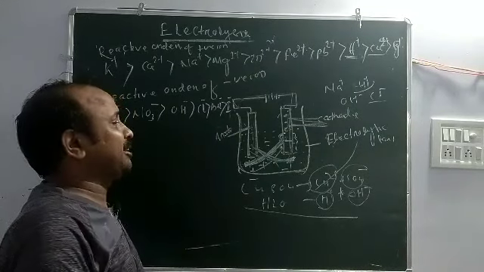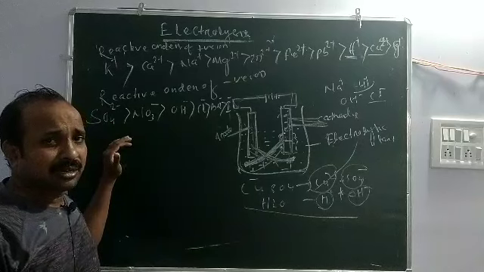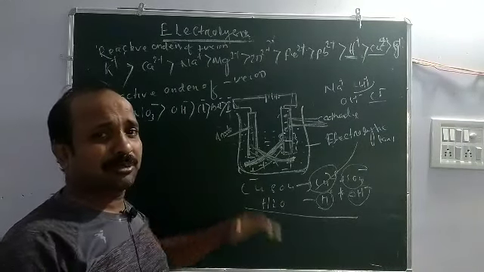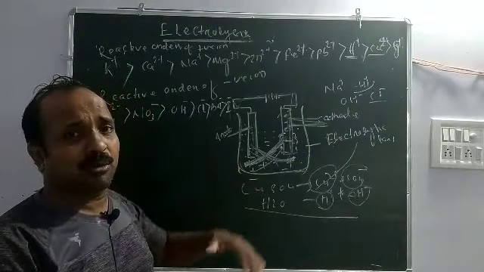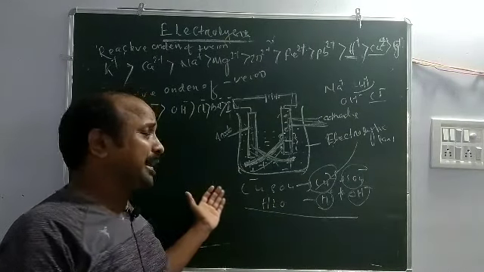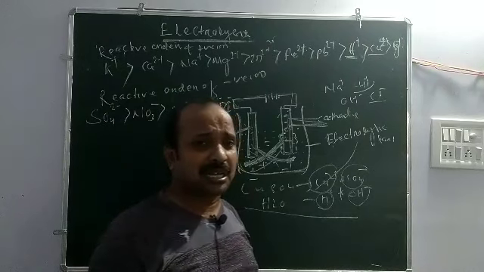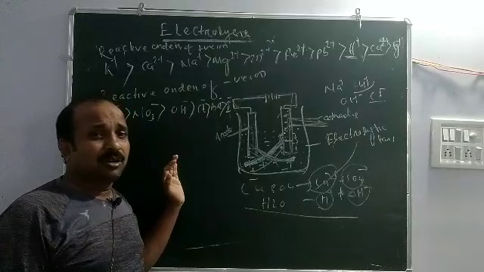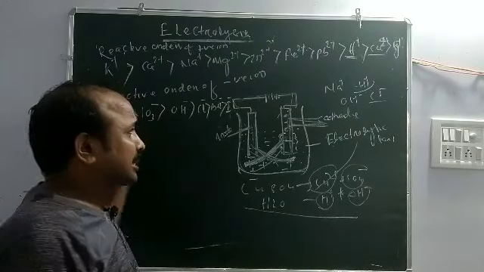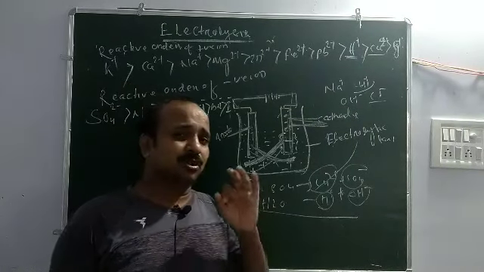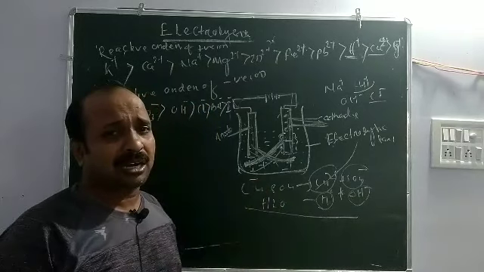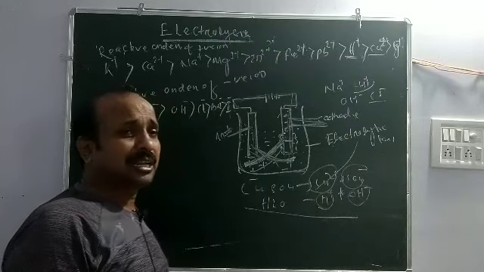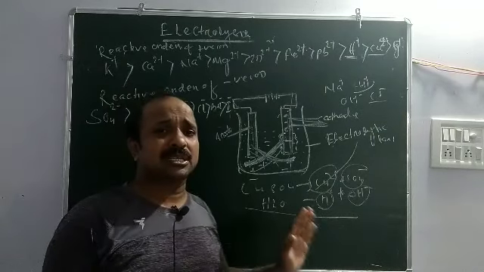Sulfate ion is more reactive than nitrate ion. Nitrate ion is more reactive than hydroxide ion. Hydroxide ion is more reactive than chloride ion. Chloride ion is more reactive than bromide ion. Bromide ion is more reactive than iodide ion. Then if you remember the reactive order of the elements, there is no problem writing the electrolytic product of the electrolysis process or any electrolytic cell.